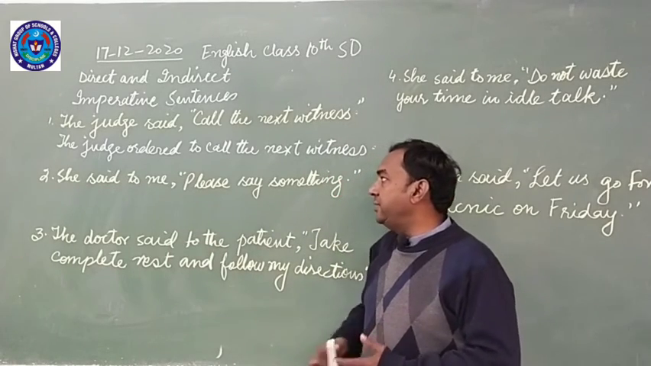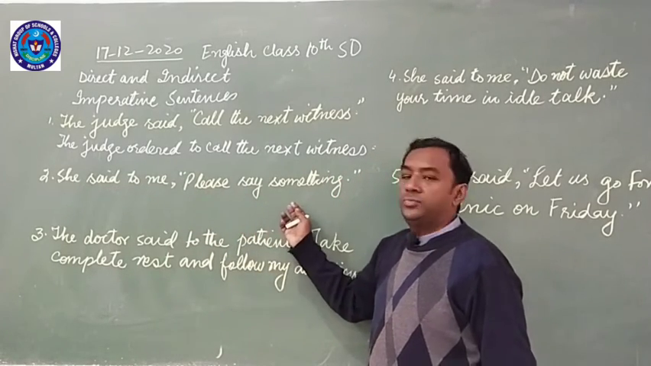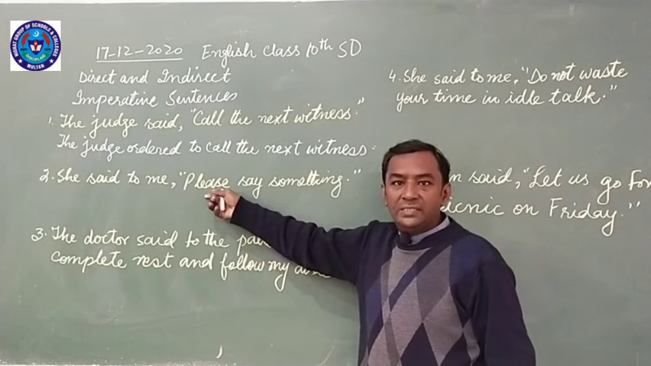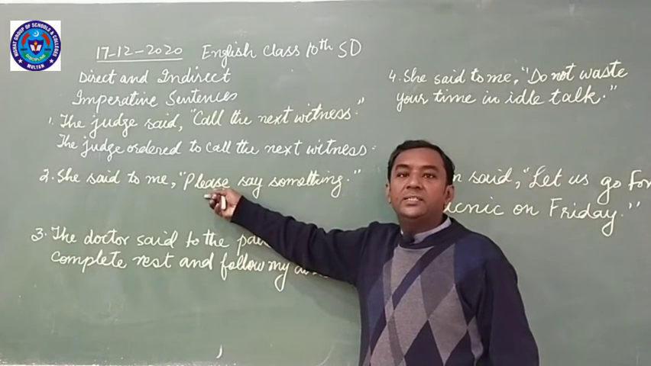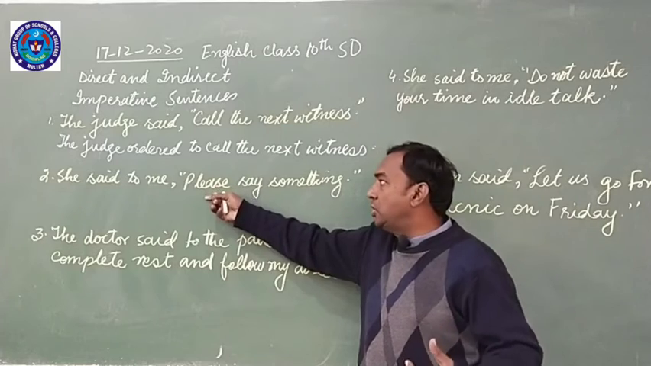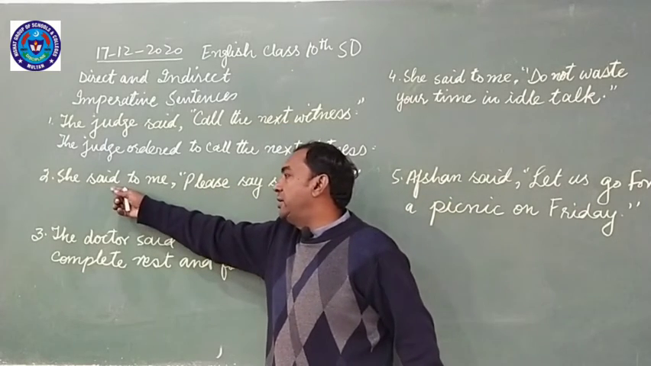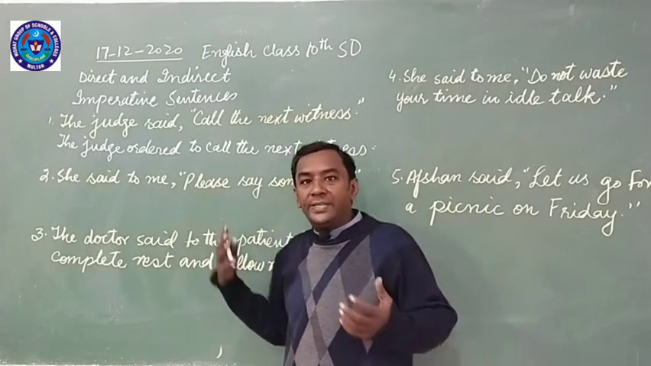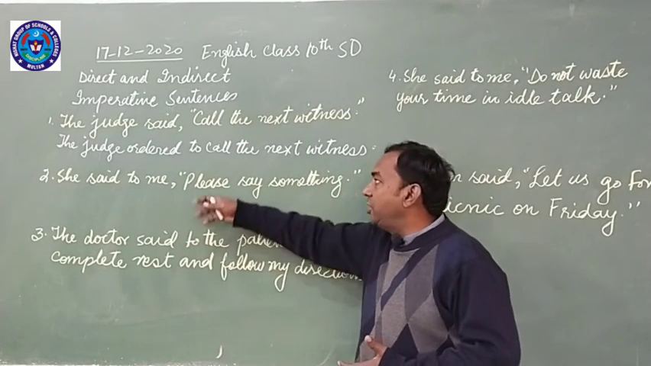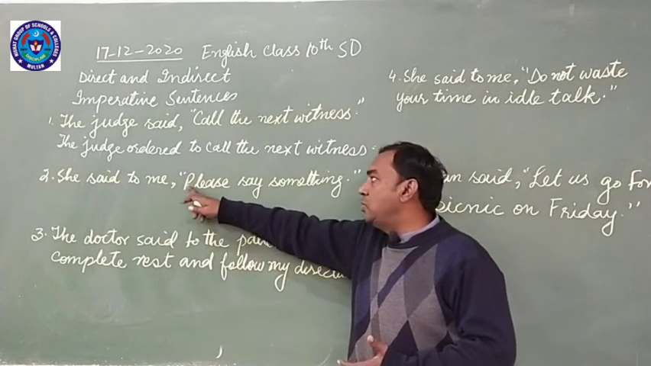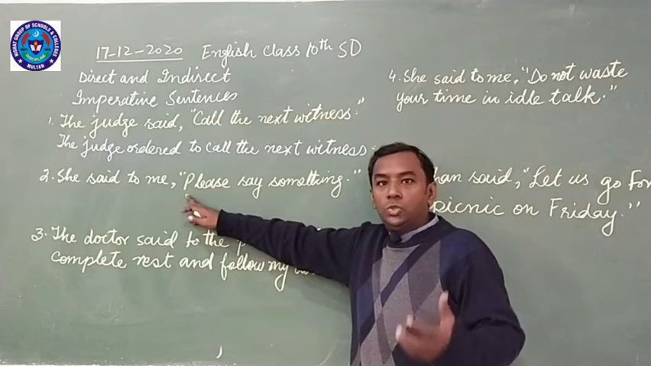The second sentence: she said to me, please say something. Here we have been given the word please. It means that there is some kind of request, so we will use requested in place of said to. And also, we will remove the inverted commas and replace them with to.